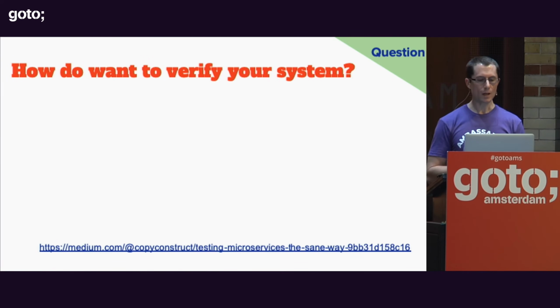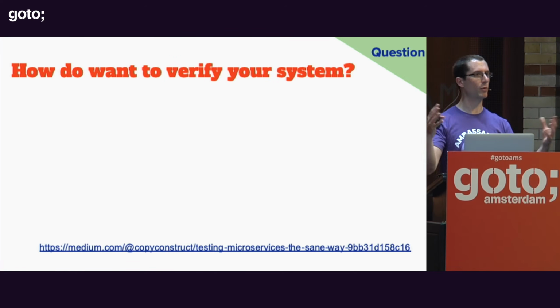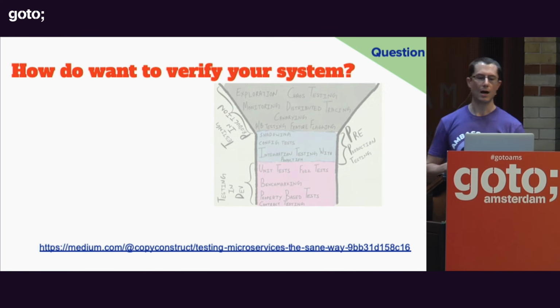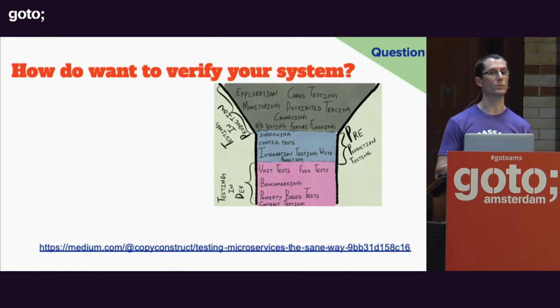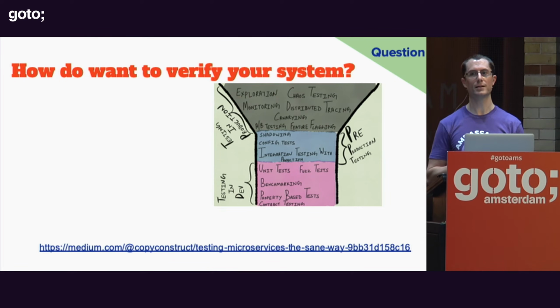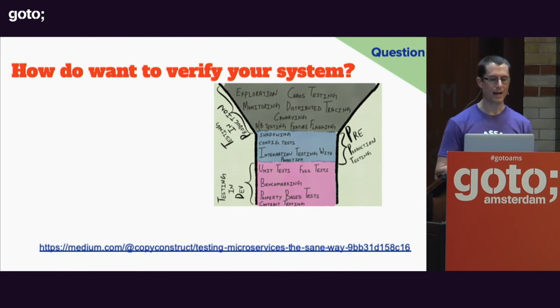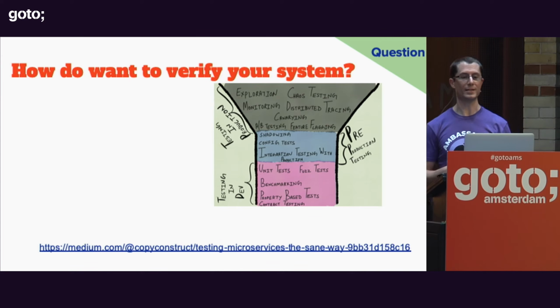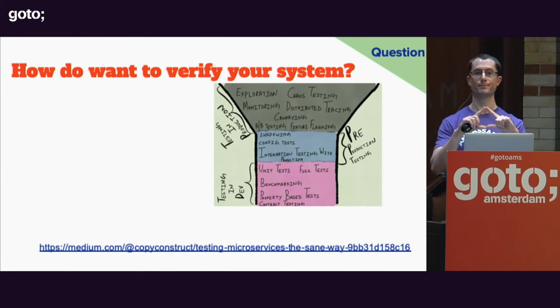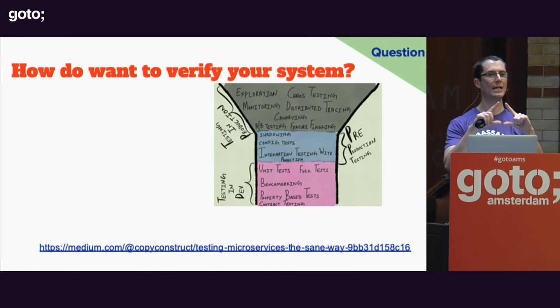Changing tack. So how do you want to verify your system? You're building this cloud-native system, probably distributed microservices. I'm not sure if people are familiar with Cindy Sridharan's work. She's Copy Construct on Twitter, Copy Construct on Medium. I've learned a lot from Cindy, but one thing in particular was her discussion around the testing pyramid. So hopefully people are generally familiar with the testing pyramid.